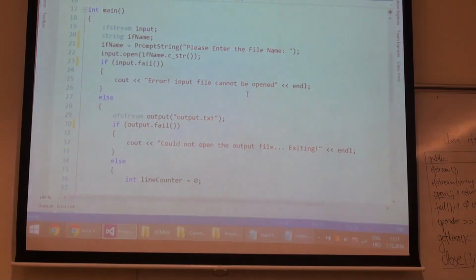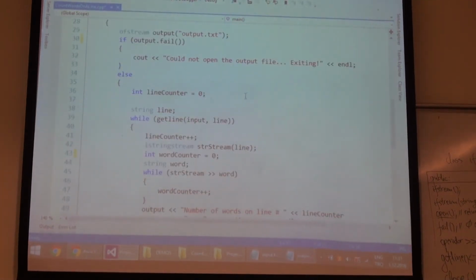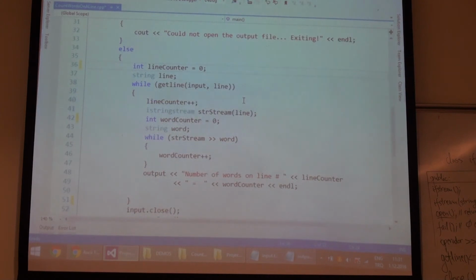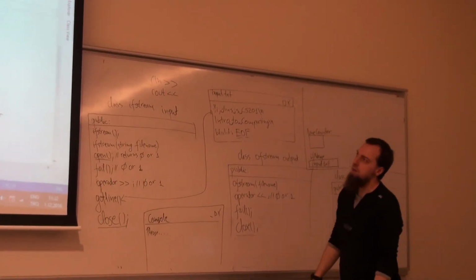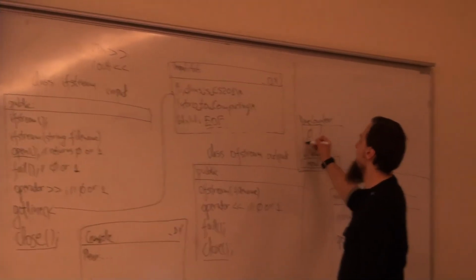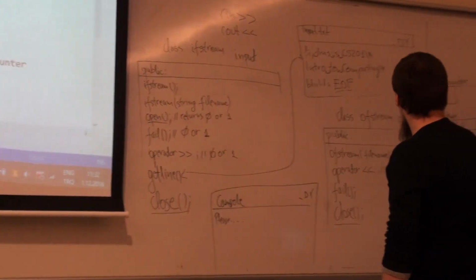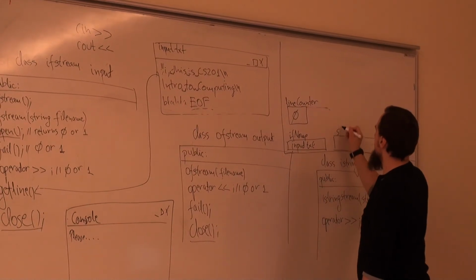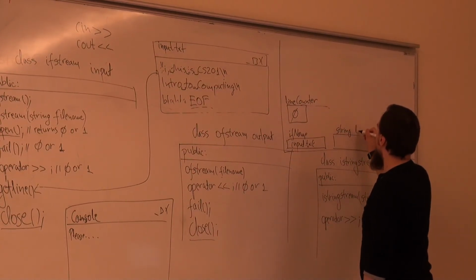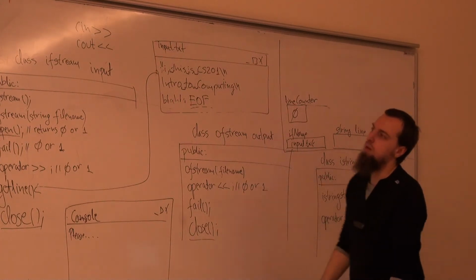I go to this else clause, and I have the line counter. Here I'm counting the lines. So I have an integer here called line counter. Initially, the line counter is how much? It's 0. I have not started to count yet. I have a string called line. I take the whole line and put it here.